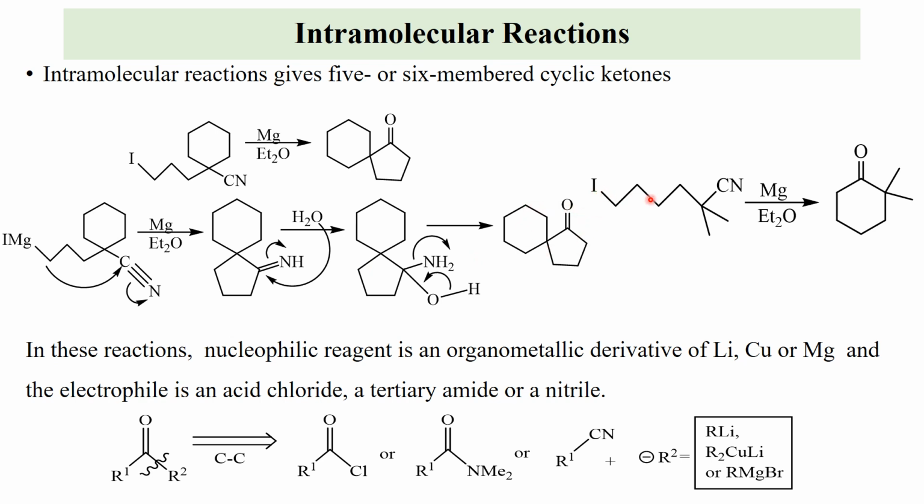Similarly, there is another example of intramolecular cyclization to form a cyclic ketone. In all these reactions which we have studied so far, nucleophilic reagent is an organometallic derivative of lithium, copper or magnesium, and the electrophile is an acid chloride, a tertiary amide or a nitrile.